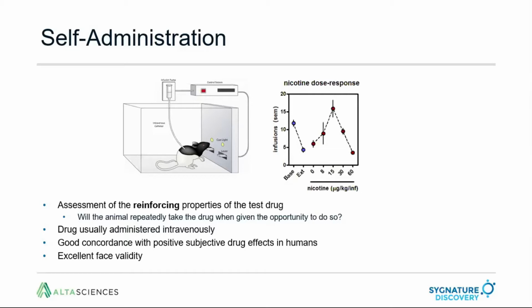And the panel on the top right just shows the classical inverted U-shaped dose response that you see for a drug of abuse or a positive reinforcer in this assay.